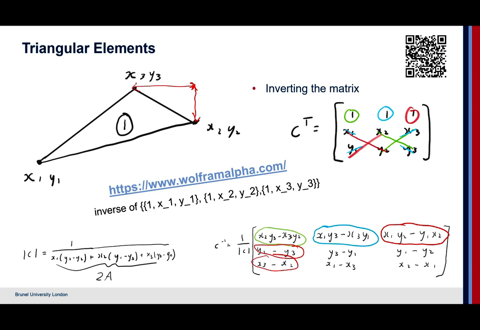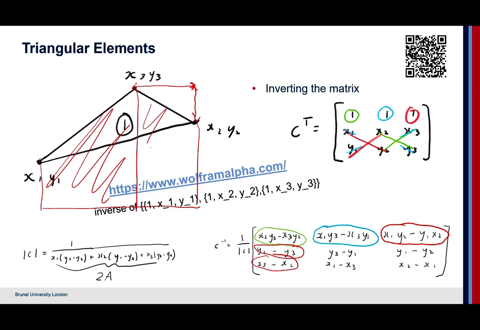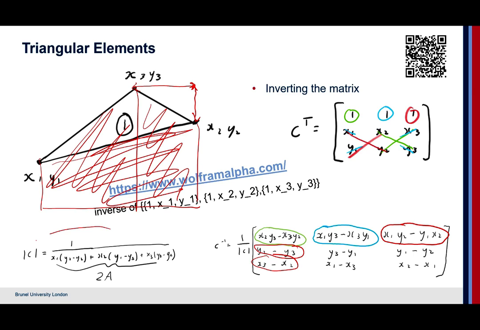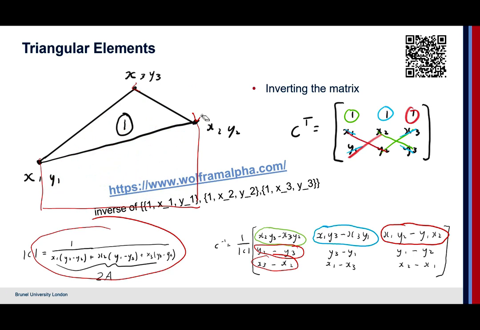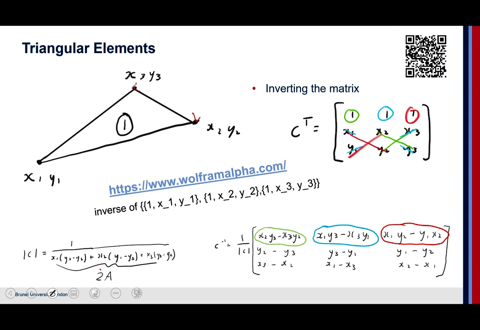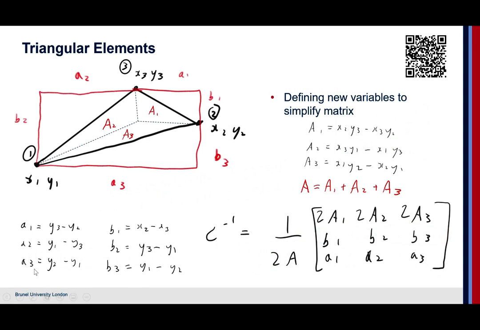To convince yourself of that, you have to use the trapezium rule, define the area underneath that, calculate the area of this triangle, calculate the area of this triangle, and then calculate the area of this trapezium here. The difference between those will give you this expression for twice the area. All of these expressions for the various terms are worth thinking about and understanding. Essentially, what you end up with in the inverse matrix is that the top row is 2 times the 3 components of area of the triangle, A1, A2, A3, where the sum of those gives you the total area of the triangle.